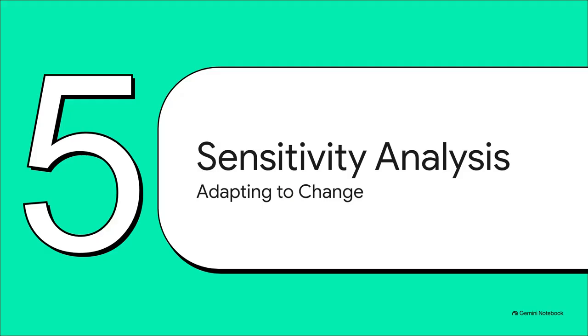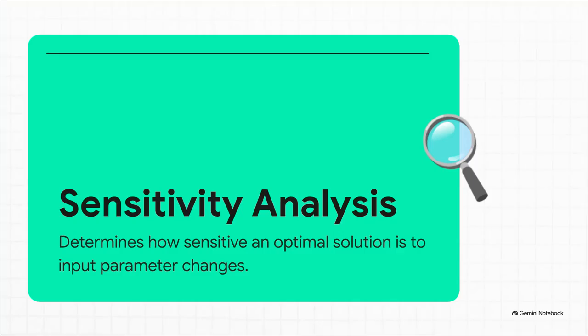Section 5. Sensitivity Analysis. Sensitivity analysis, which is also called post-optimality analysis. Look, operations managers live in the real world. What happens if the cost of raw materials suddenly jumps by 10%? Or what if our available machine hours get slashed because of a random power outage? Sensitivity analysis tells us exactly how much these input parameter changes will actually alter our final optimal solution.